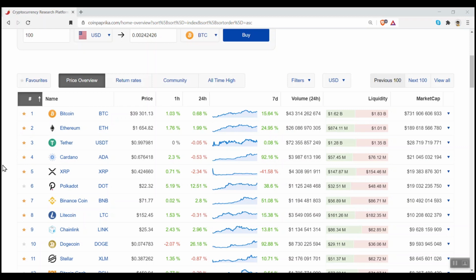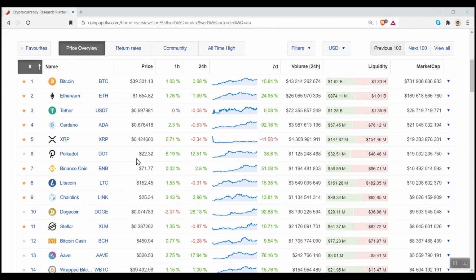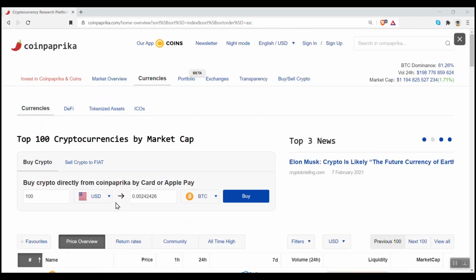So Bitcoin, $39,300. Ethereum, $1,650. XRP, as I said, 42 cents. Polkadot doing really well today, $22. And it's picking up. It's gaining some momentum. Binance Coin also doing fairly well, $71. Litecoin, $150. Chainlink, $25. Stellar as well, 38 cents. I'm going to leave it at that.